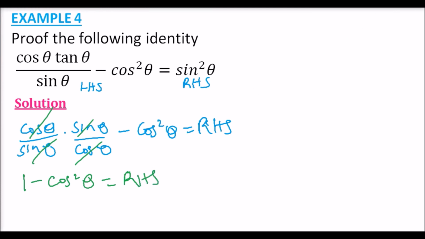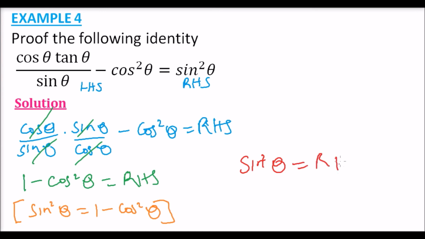With this, from our identity, we know that sine squared theta, when you take the cosine to the other side, is equal to 1 minus cos squared theta. So we know that. Therefore, we can write our left hand side as sine squared theta, which is equal to the right hand side, which is what we have been given here, and therefore we have proved that the left hand side is equal to the right hand side.